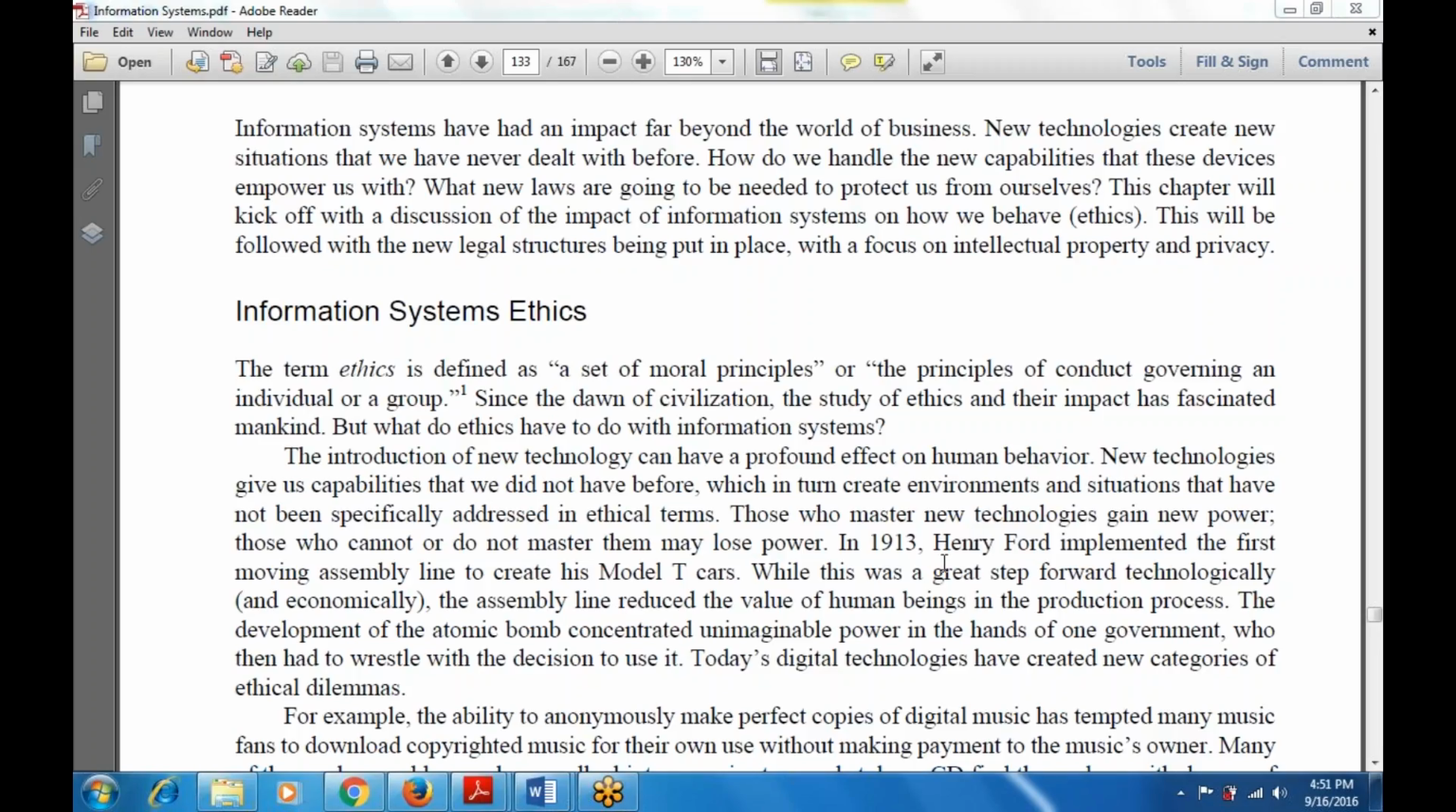So ethics means the principles concerning the individual or the group. But what do ethics have to do with information systems? That is, what is the connection of ethics with information systems, with IT?